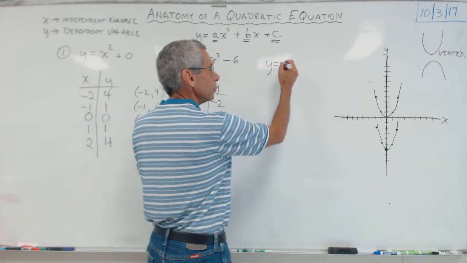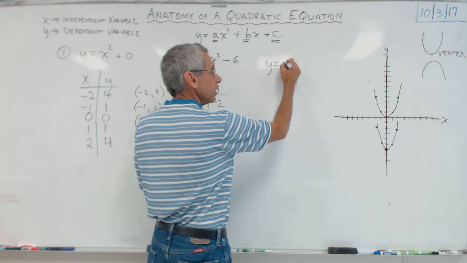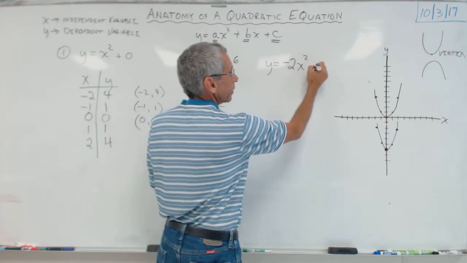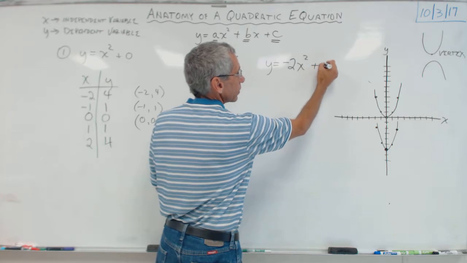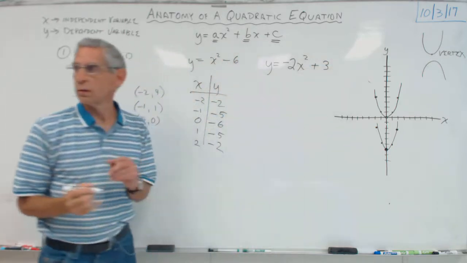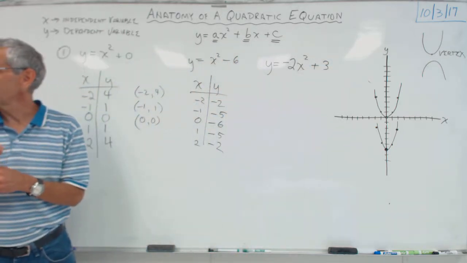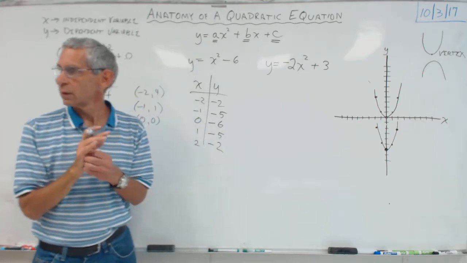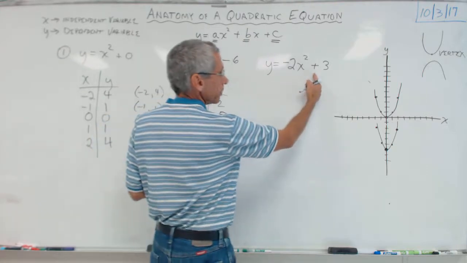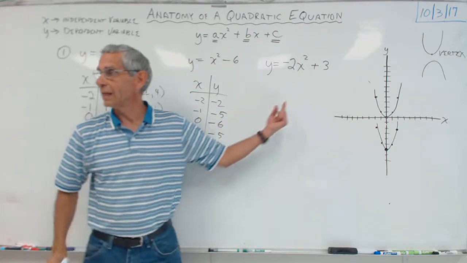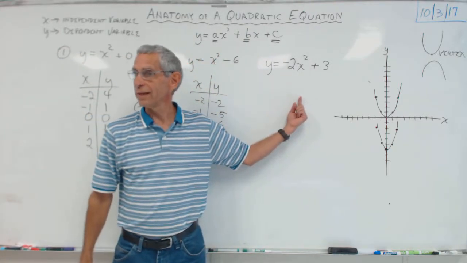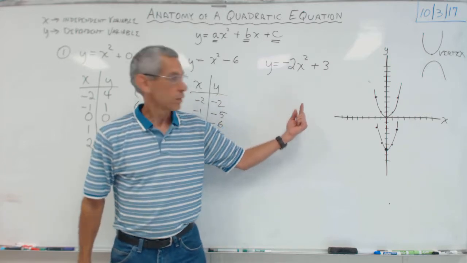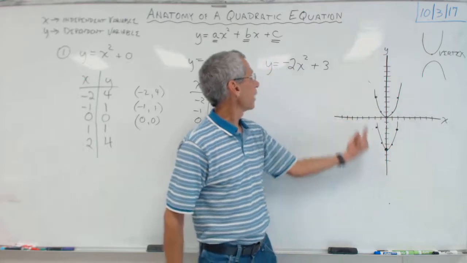y is equal to negative 2x squared plus 3. So, okay. Immediately, what is b? b is 0. So what does that tell me? The vertex is on the y-axis.